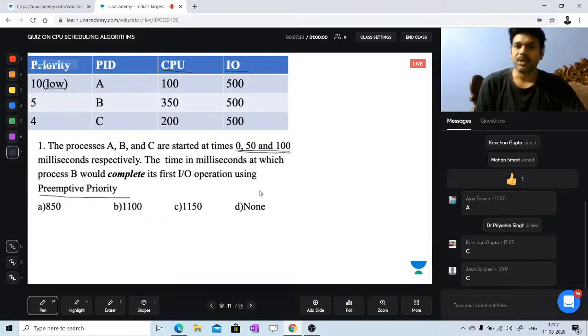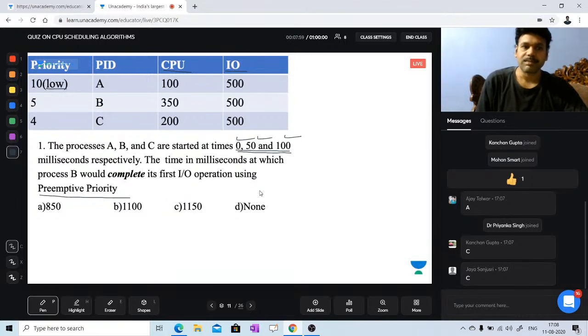So many are coming with option C. And please see that your arrival times are coming in a different order like this. Any other answer from the audience, please? So option A is coming. Let me discuss this once.